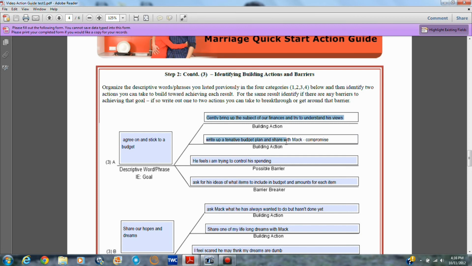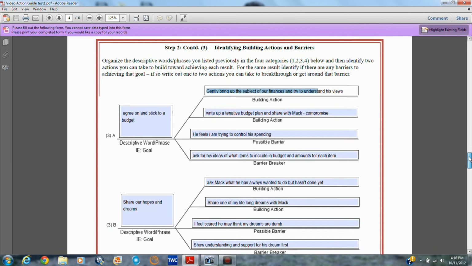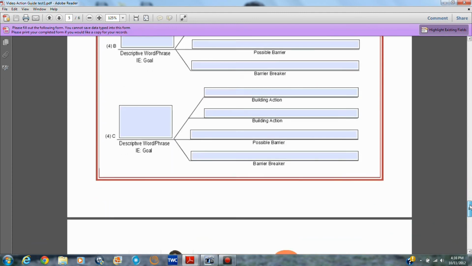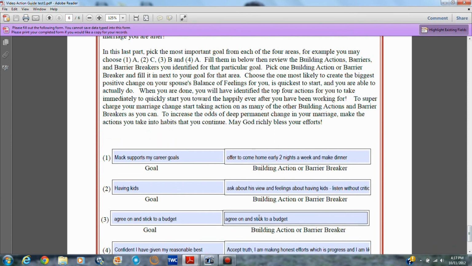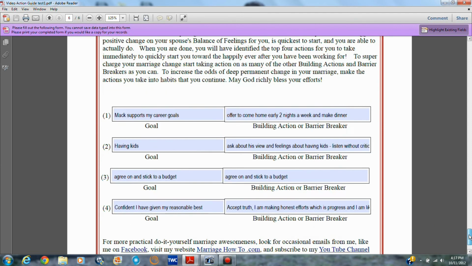Write up a tentative budget plan. Well, that's something that takes a little more time, but something that she'd probably do within a week or so. And then ask for his ideas about what to include in the budget. That's when you're actually sitting down and trying to do it. So you might notice that the 3 of these put together are actually action steps towards reaching this particular goal. But for now, since we're looking at what she can do immediately, we're going to choose number 1. Gently bring up the subject of her finances and try and understand his views. I don't have time to really copy that in here, but that's what's going to go in number 3 here, as far as the building action we're going to take.